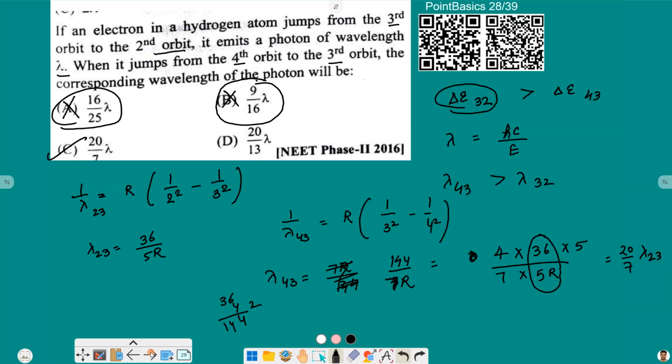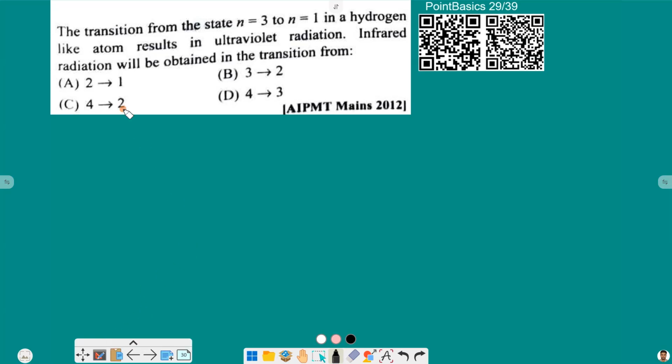Moving to the next one. Now in the next one, the transition from n3 to n1 of the hydrogen atom falls in the UV region. Infrared radiation will be obtained from the transition from? So we know that the energy of UV radiation is greater than the energy of infrared. In the spectrum of EM radiations, we have UV, then comes the visible, with reducing energy, and then comes the infrared. Infrared has the lowest energy.